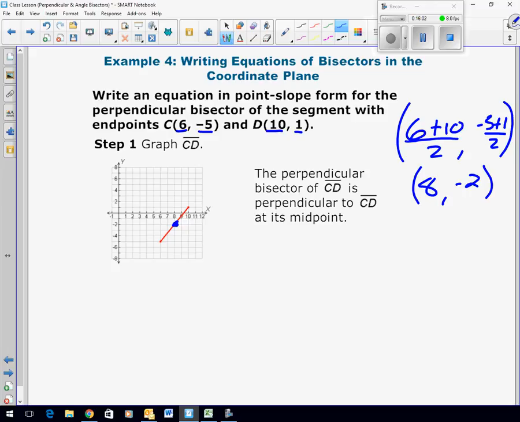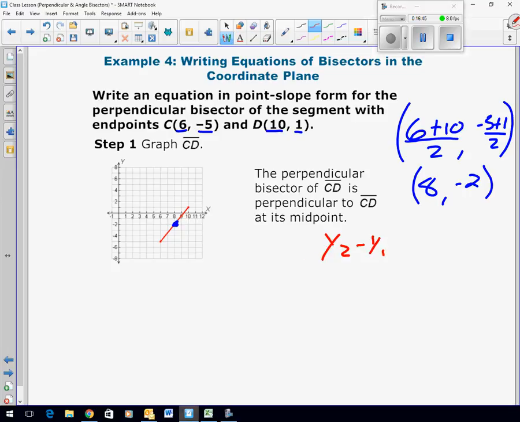Then it says I have to find a perpendicular bisector line to that. Let me teach you how to find a perpendicular line. First, find the slope of CD. How do we find the slope? Rise over run. Great. Here is how you find the perpendicular bisector. Number 1, you find the midpoint. We just did that.